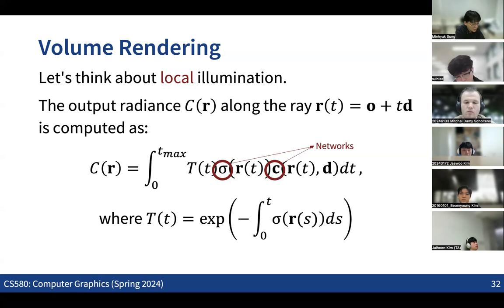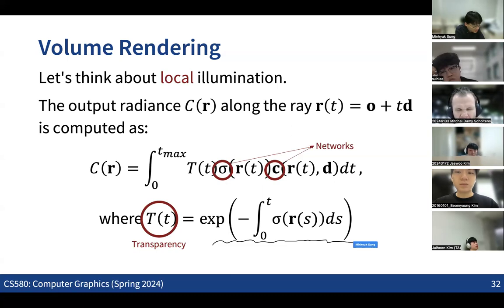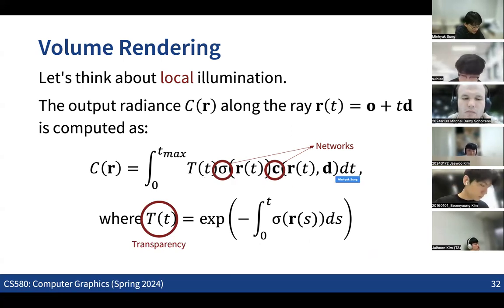And based on that, we are taking this integral. We also have an extra term, which is about the transparency. The transparency is also defined based on the density. So if we take this integral with the transparency information, then the final output radiance is computed as the sum of the multiplication of the transparency, the density, and the radiance information. This integral is a multiplication of these three terms. The first one is the transparency, the second one is the density, and the third one is the radiance. We're going to see the meaning of each of them.